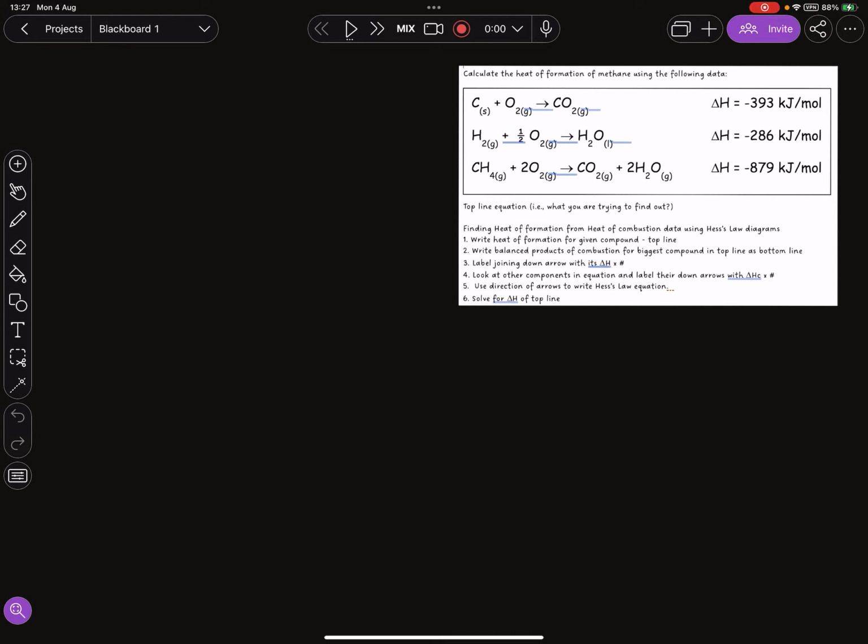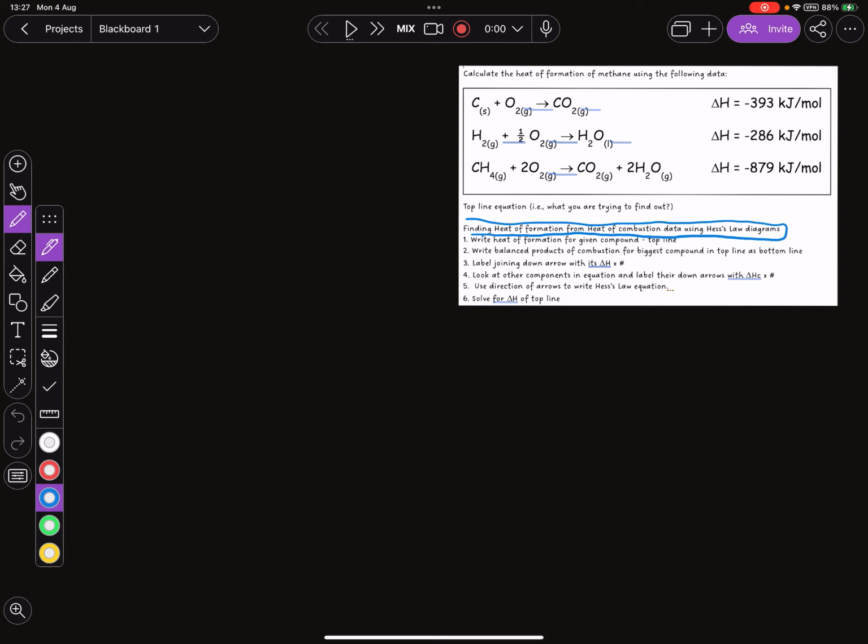Okay, so this is an introduction to Hess's law calculations. We are specifically looking at finding heat of formations from heat of combustion data using your Hess's law diagram. Now, the question here is simplified for you because you're only at the beginning of your journey. But it really is important that you understand the definition for heat of formation and similarly that for heat of combustion so that you can draw your Hess's law diagrams.